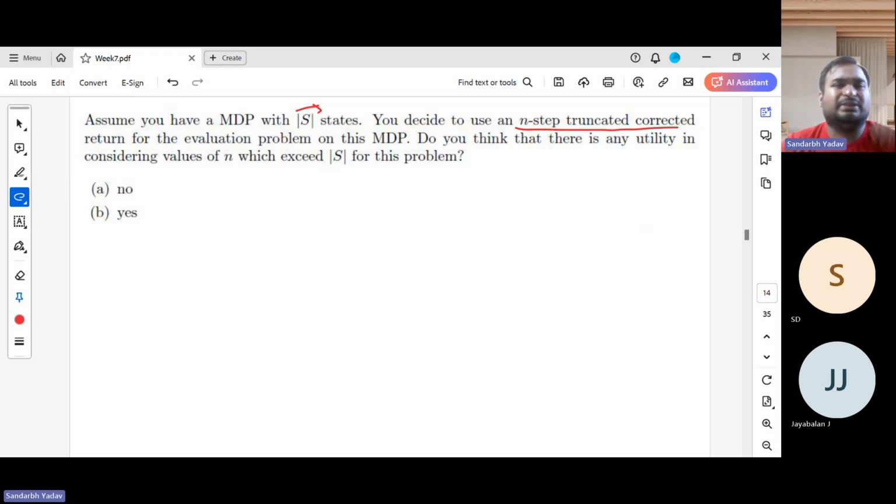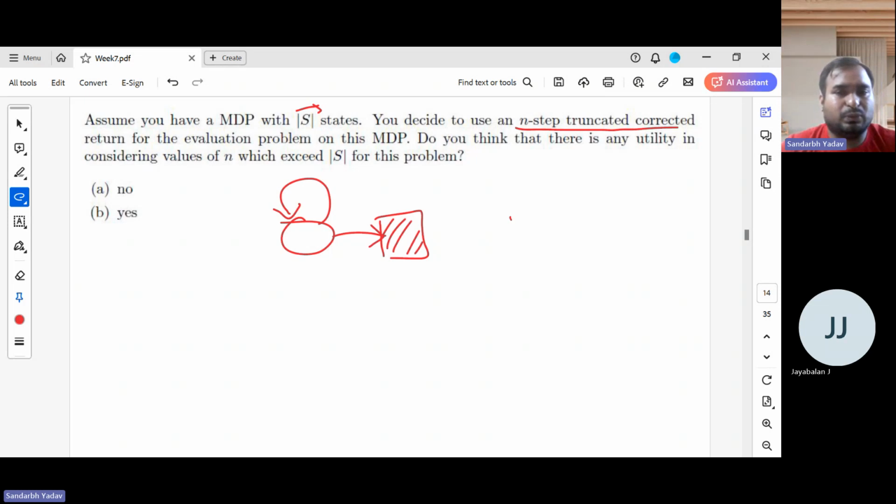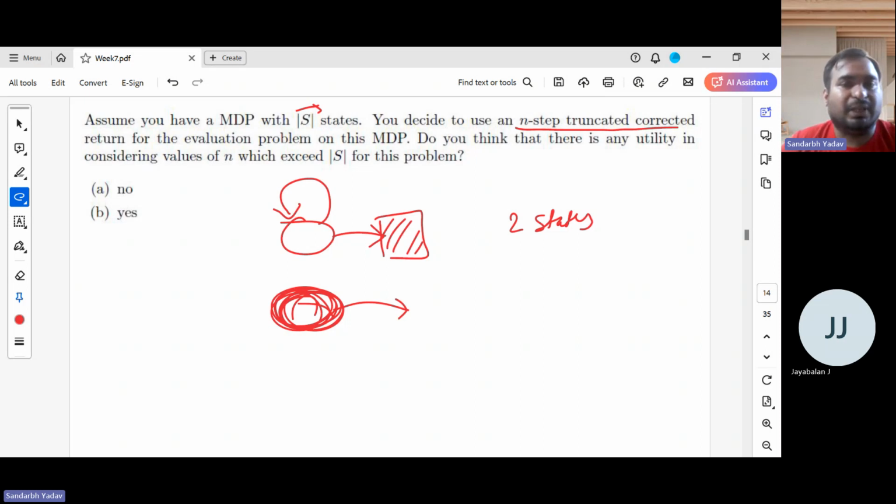Let's use this example. Suppose there is an MDP like this, it has a self loop and it has a terminal state. You can see there are only two states, but this trajectory can be very long, right? You can simply keep on visiting this self loop again and again, and then go to the terminal state, and then the episode will end.